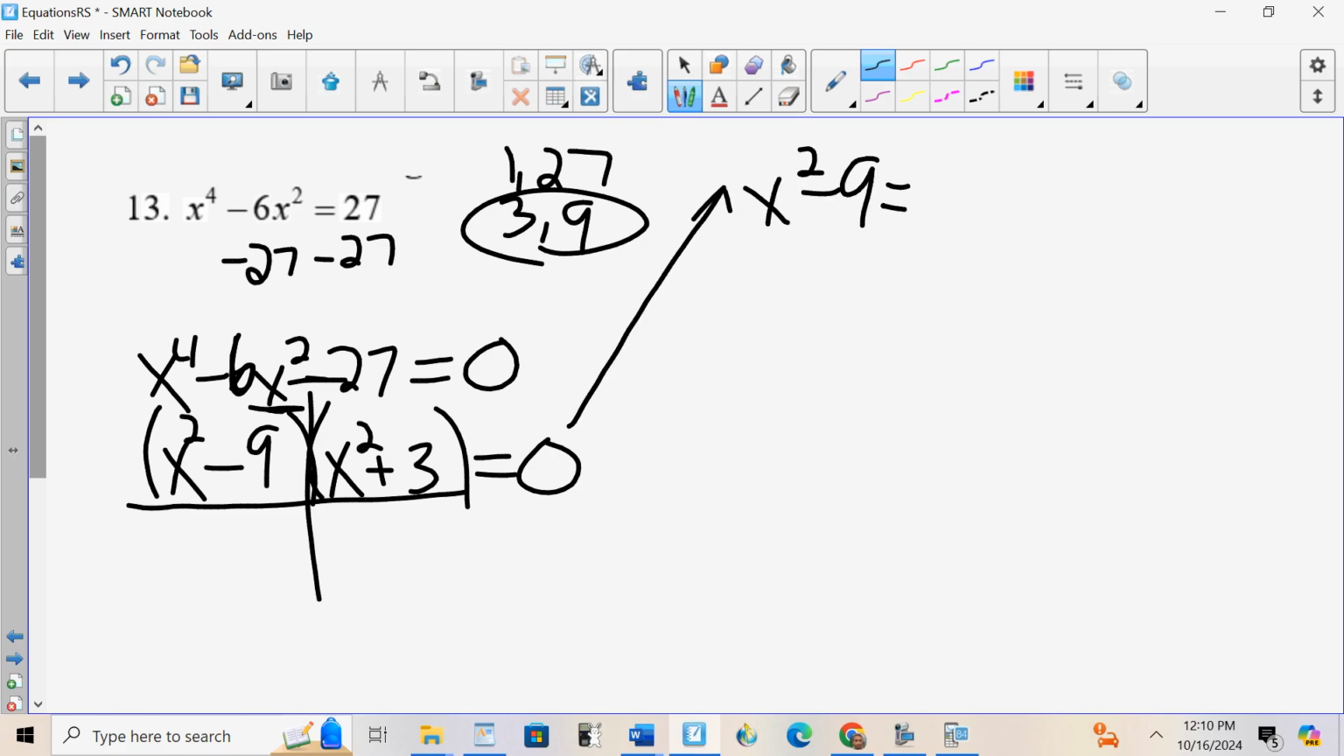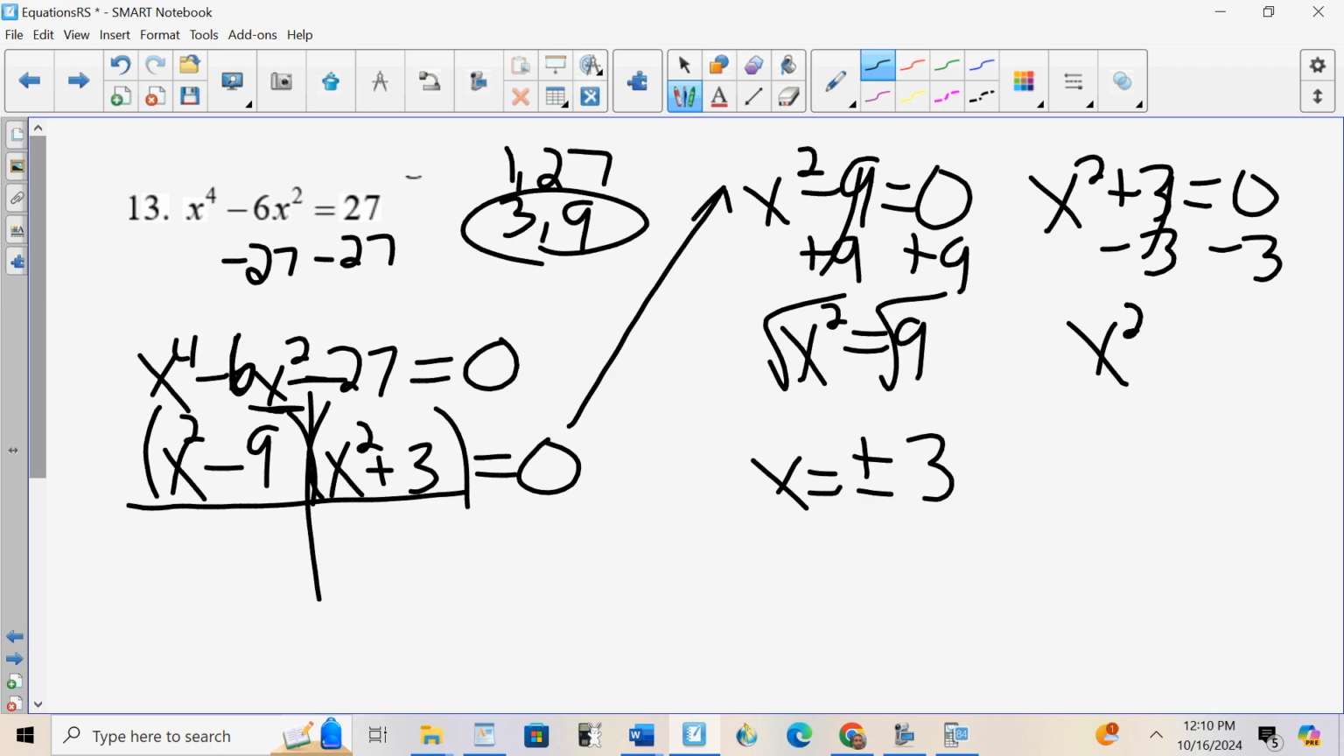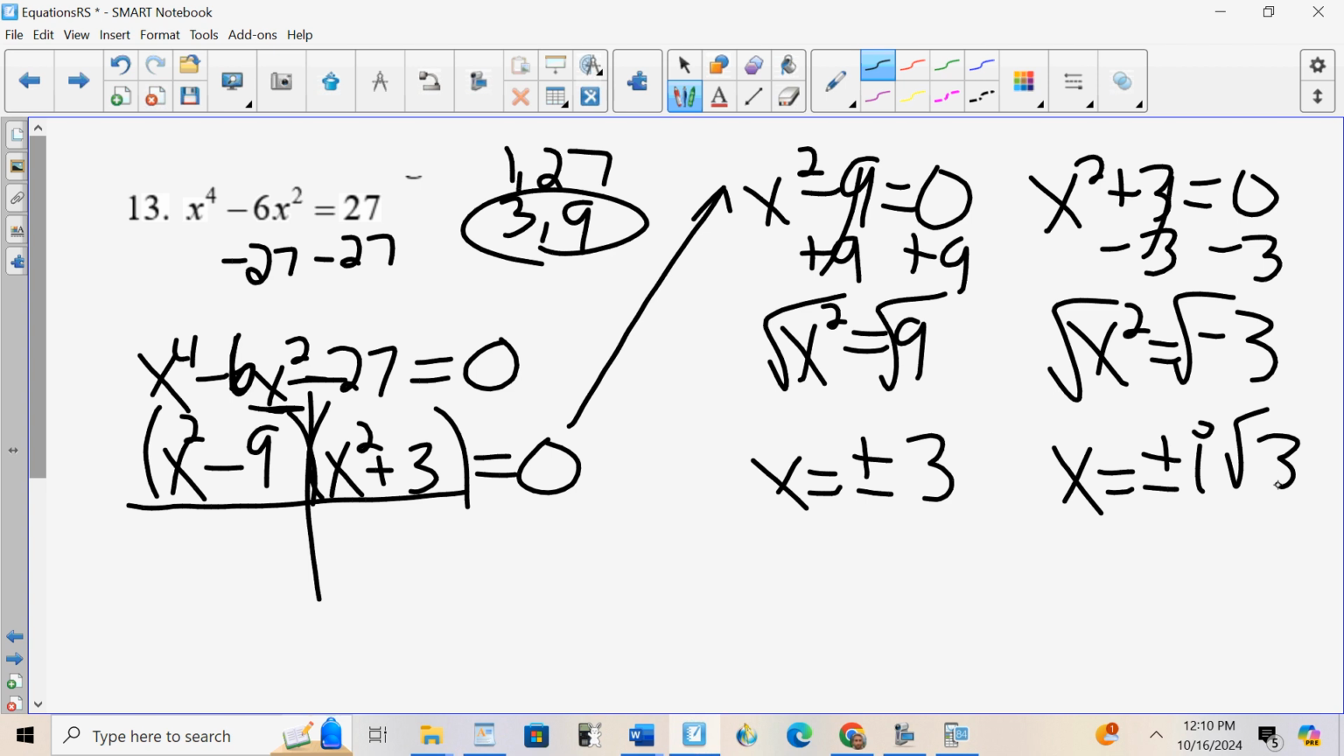Because in this case, I can just do isolate square root method for each of them. Isolate square root. When you take the square root, it's plus or minus 3. Isolate square root. When you take the square root, it's plus or minus radical negative 3, the negative comes outside, it becomes an I. I can't reduce it further. If I could reduce it, I would.